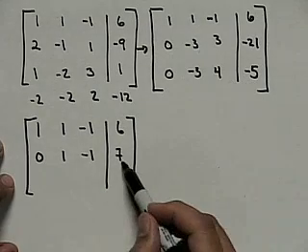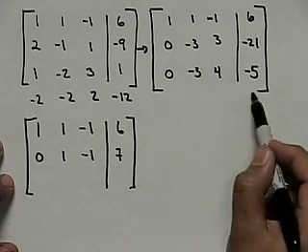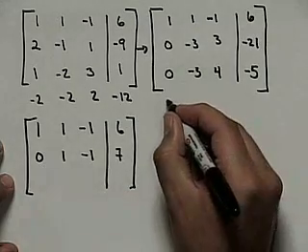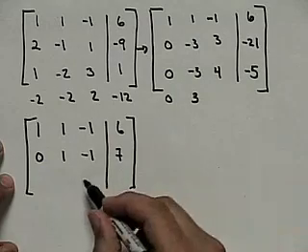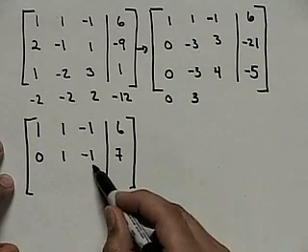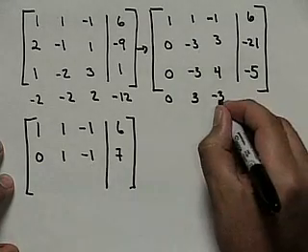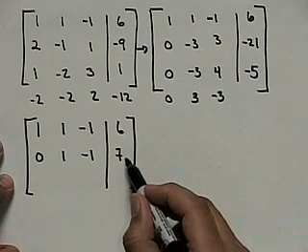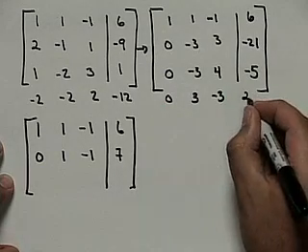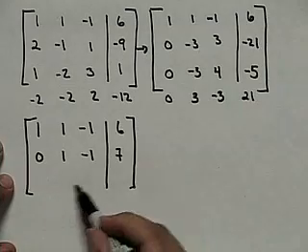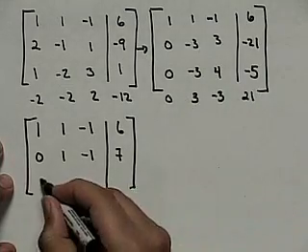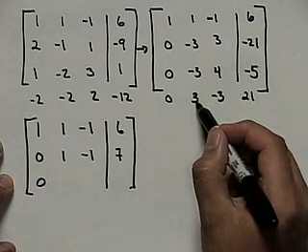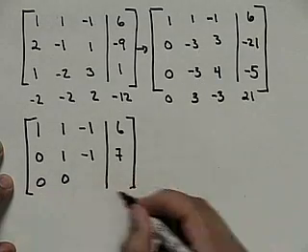So multiplying this row right here by positive 3, I'll write it underneath. Positive 3 times 0 is 0. Positive 3 times 1 is positive 3. Positive 3 times the negative 1 is negative 3. And then positive 3 times 7 is 21. So to create the new third row, I'll add these two rows together. 0 plus 0 gives me the 0. Negative 3 plus positive 3 gives me a 0 that I need in this location.